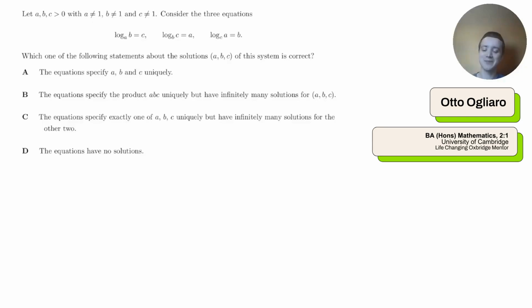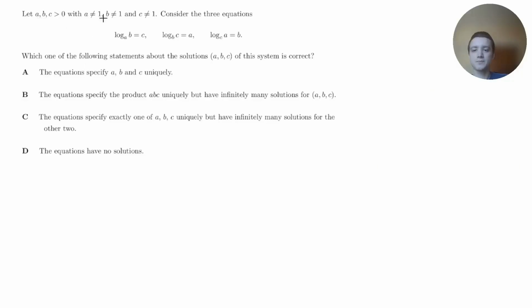Hello and welcome. Today we're going to be looking at a TMUA style question about a set of triple logarithmic simultaneous equations. So you can see we're given these triple simultaneous equations in A, B, and C. We're told that A, B, and C are positive and that they're all not equal to 1. And then we're asked which one of the following statements about the solutions to the system of equations is correct.